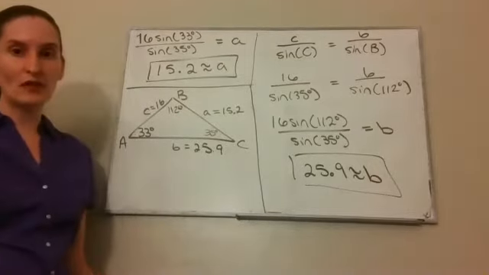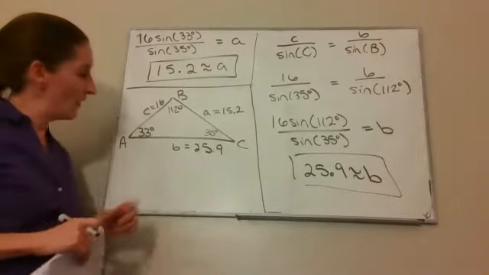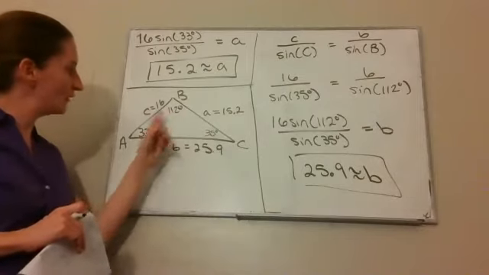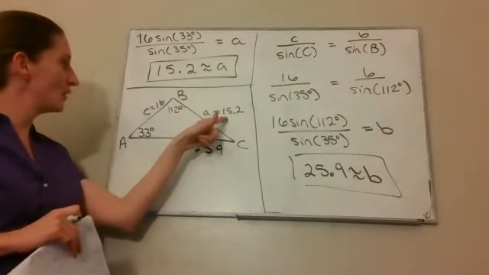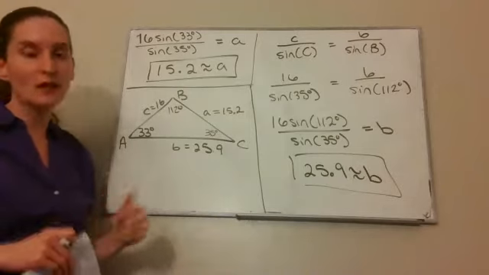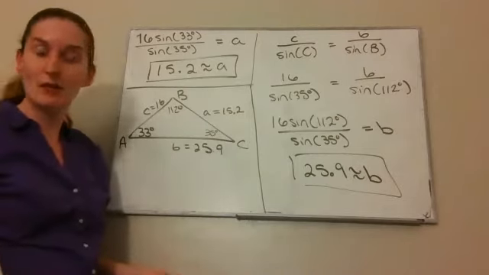And there we go, we solved the whole triangle. And notice that the largest side is opposite the largest angle, and my smallest side is opposite the smallest angle. That's going to happen every single time we solve a triangle.